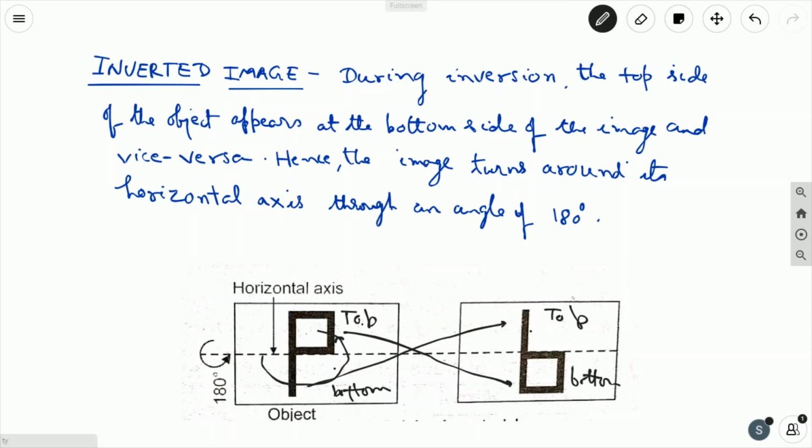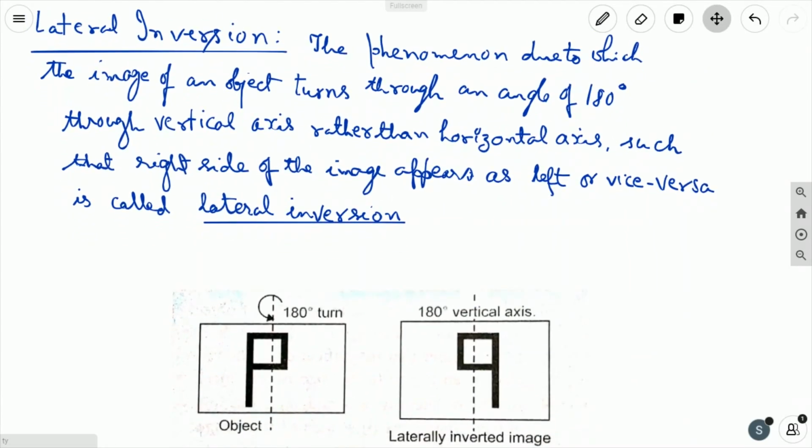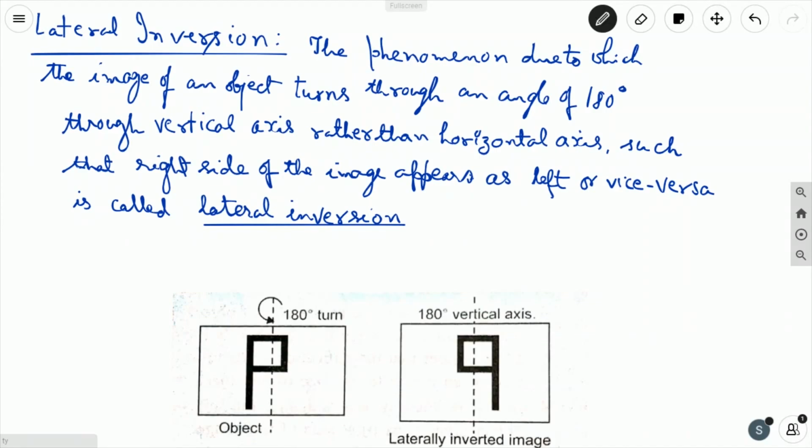Very simple. After that we go to the laterally inverted image. Now, what is lateral? Lateral in science means the side. Very important point: lateral means side. Lateral inversion means if the side of the image is inverted, it is called lateral inversion.